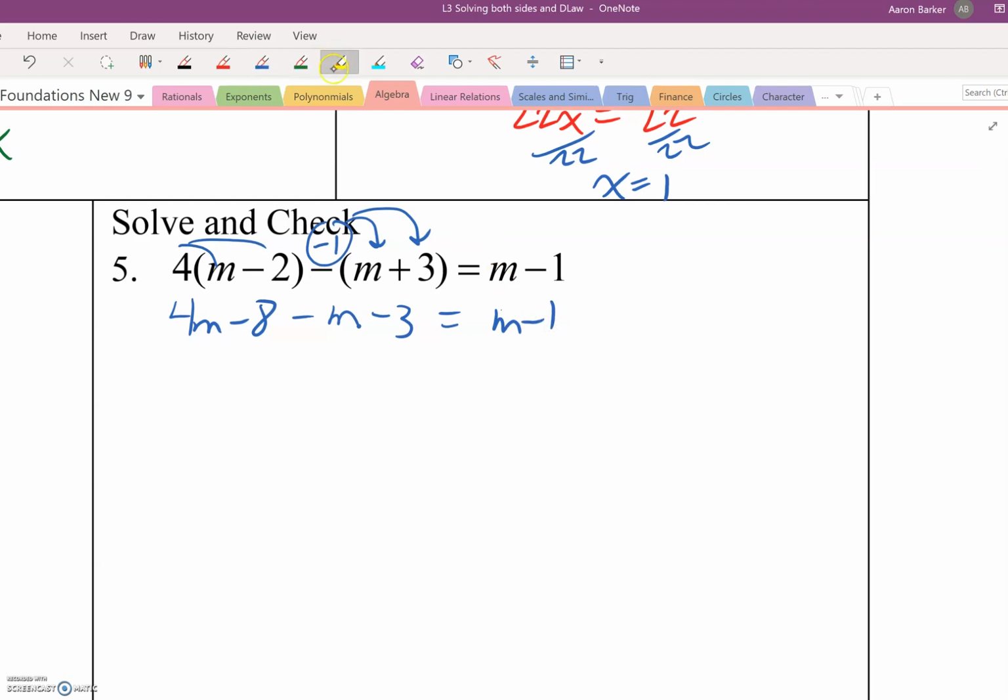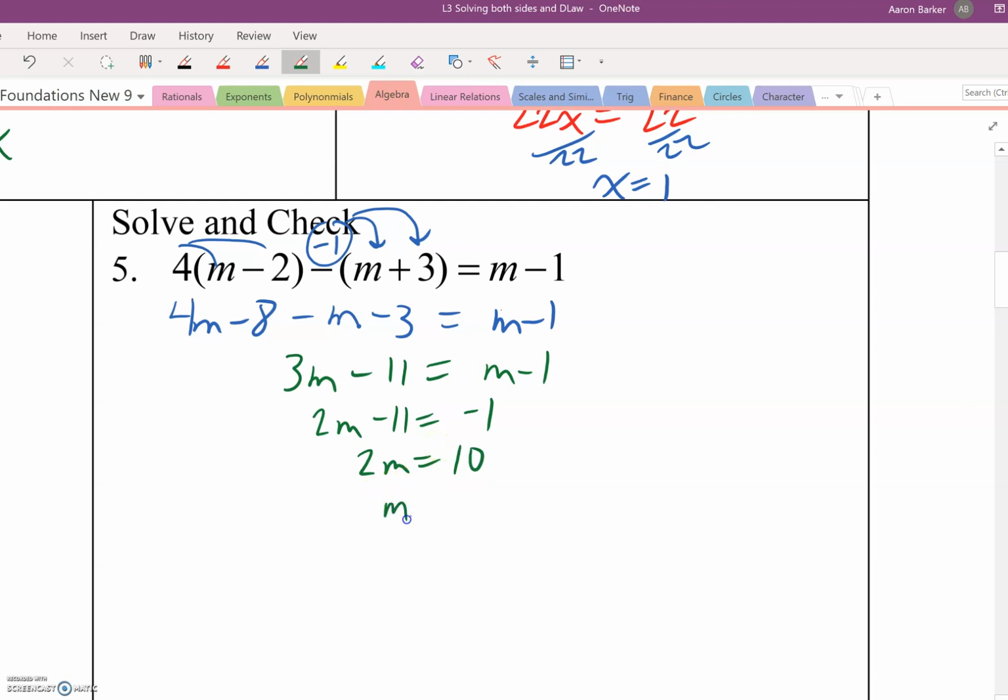And so my signs change here from a plus 3 to a minus 3, and from a plus m to a minus m. Okay. Good, collect like terms now. Always multiply first, then collect like terms. 3m minus 11 equals m minus 1. I'll move my m over. 2m minus 11 equals negative 1. 2m equals 10. So I'm moving my 11 over. M equals 2. My bad, m equals 5.